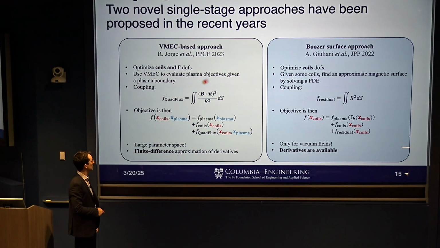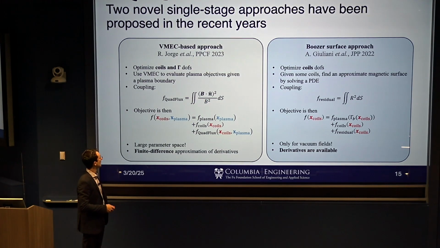And here I use the normalized version of it. So basically, you minimize the component of the magnetic field normal to your target boundary everywhere on the surface. The full objective that you minimize then depends on both the coils degrees of freedom and the plasma degrees of freedom. And you see that you are trying to minimize a plasma objective, coils engineering constraints that are in this F coils, and then this quadratic flux that is providing the coupling between both.